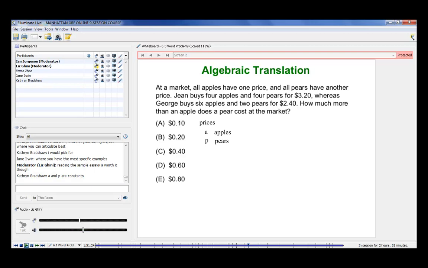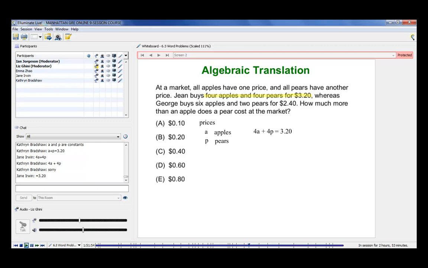Okay, so they're constants. And then you've got this sentence: Jean buys 4 apples and 4 pears for $3.20. So what does that tell you? How do you translate that just directly into math? Not A plus P equals 320, Catherine. Look again. Yeah, 4A plus 4P. Okay, well, you know, equals 320. No worries. We're just looking at exactly how to do it.